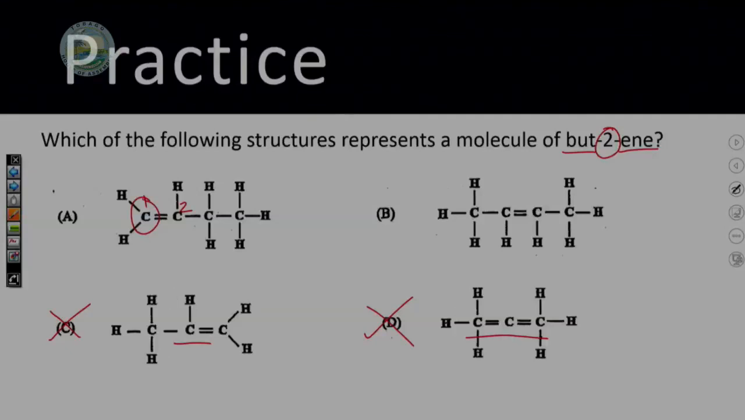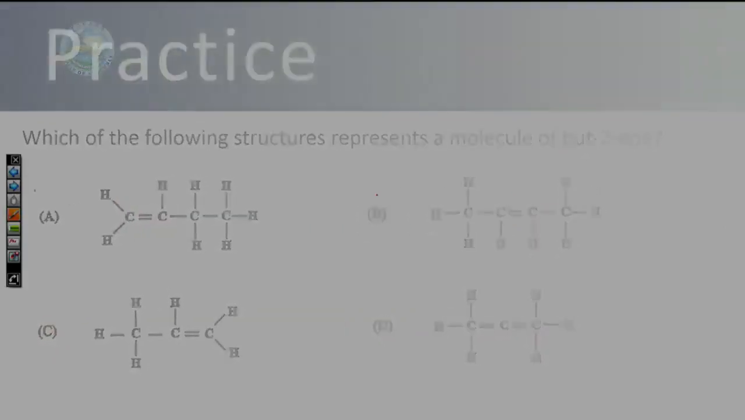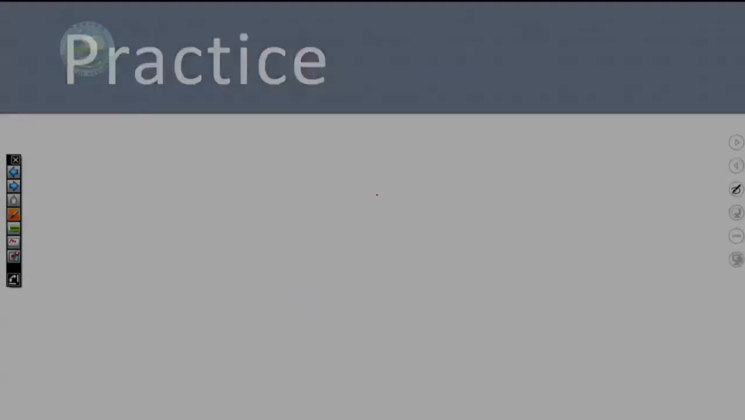And whereas we look at the second one, 1, 2, the double bond begins on the second carbon. So B would be our answer. All right. Moving ahead. Next question.